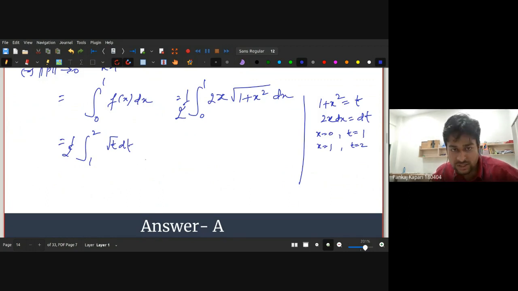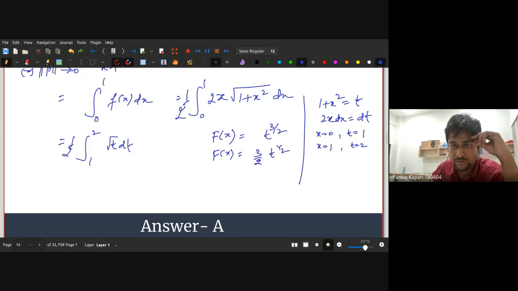Now this integral we can evaluate easily, right? Why? Because if you consider this function capital F to be t to the power 3 by 2, then if you differentiate this function, you will get 3 by 2 times t to the power half, which is just the square root.